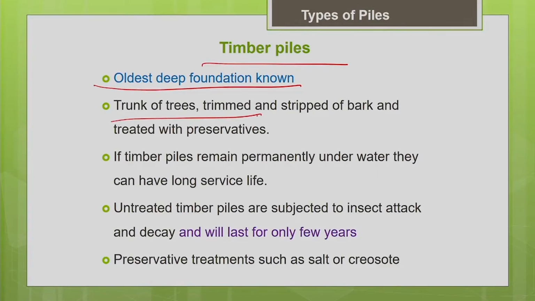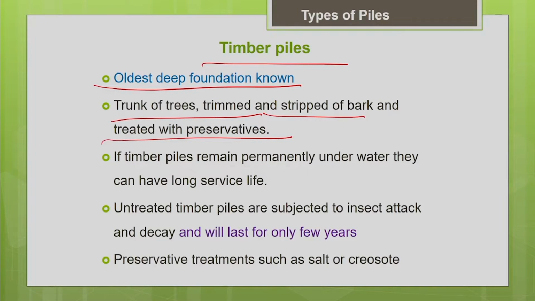You just use a trunk of a tree, cut it, trim it and strip off the bark. Why should we strip off the bark? When we use it as a friction pile, there is a possibility of slip between the bark and the trunk. That is why we should strip off the bark and treat it with preservatives. That is very important because these piles are more susceptible to rotting and insect attack, as everyone knows.